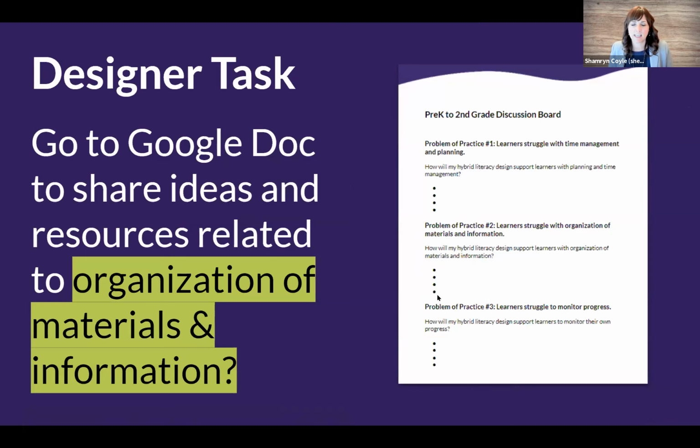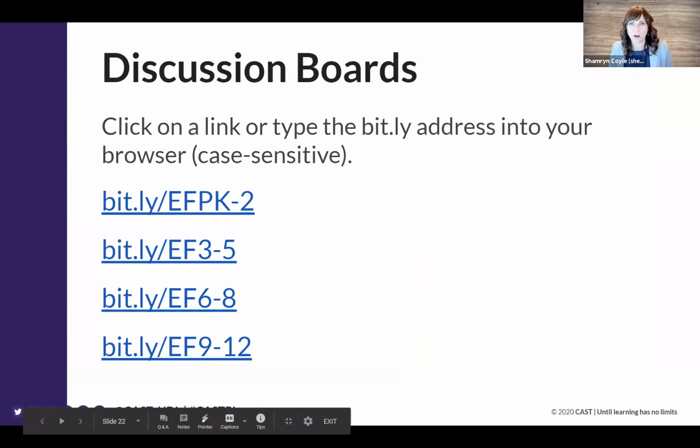So our task is, again, we're looking at how do we support our learners in organization of materials and information to support their learning. And so we'll take us into our discussion boards.